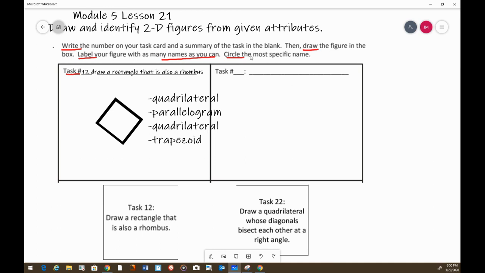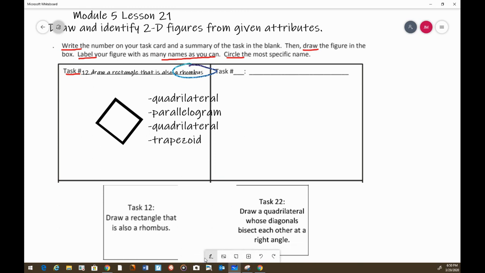task is circle the most specific name. Well, the most specific name I will say is the rhombus. I think it's called the rhombus. So now we're going to call it the rhombus. That's the most specific name. But here's one more name. This shape right here.